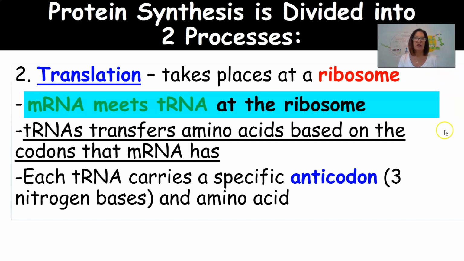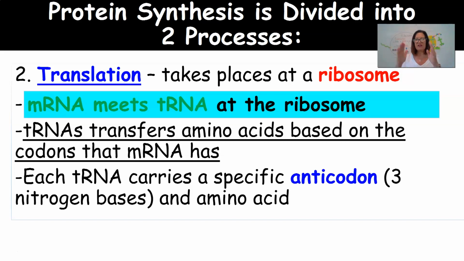So translation takes place in the ribosome, because remember that mRNA just left the nucleus and it finds a ribosome. So this part is taking place there. This is where mRNA is going to meet tRNA at the ribosome. The two of them are going to go to the ribosome and have a little meetup, right?